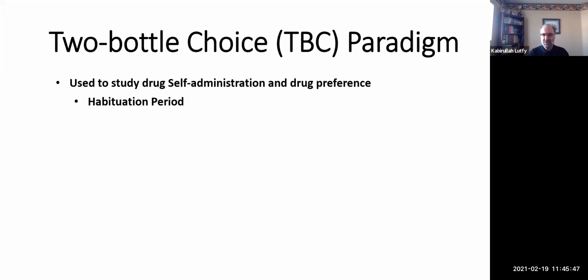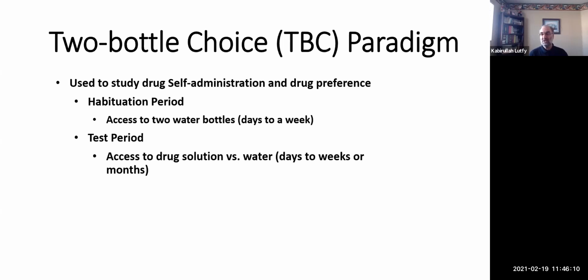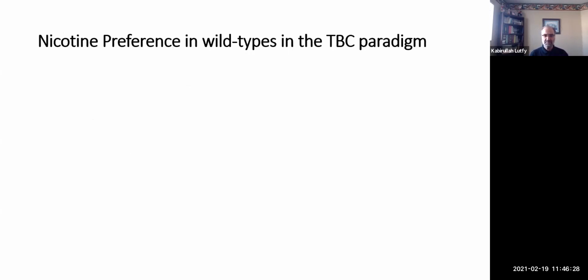In the study of two bottle choice, instead of one bottle, you add two bottles, and both of them during habituation will contain water only. And then you can later on switch. You can do that for a couple days and maximum for a week. And then you do a test period where you remove one of the water bottles on the right side or the left side. You can take it away, and you insert another bottle containing alcohol, sugar, or any other drugs you are interested in, and drug self-administration or preference.